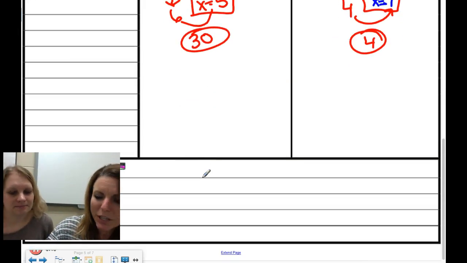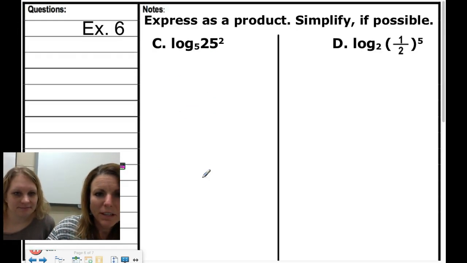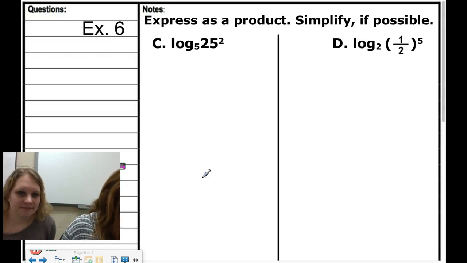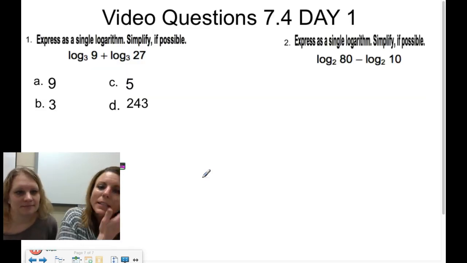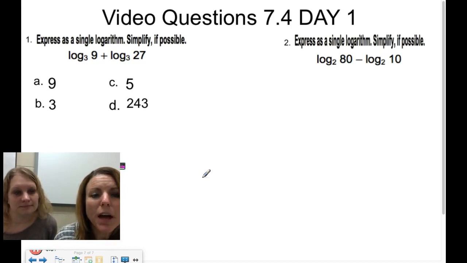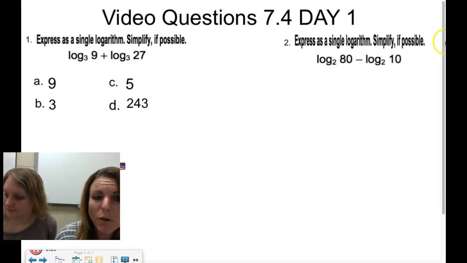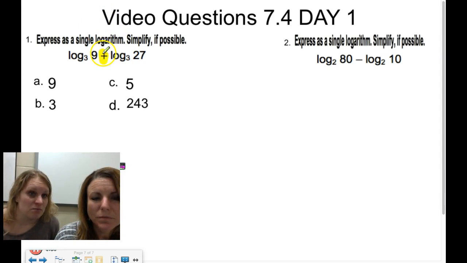Pretty darn simple. All right, we have a couple more examples here. I say we save some for class. Express as a single log. Simplify if possible. So remember, we're adding, so that means we multiply.